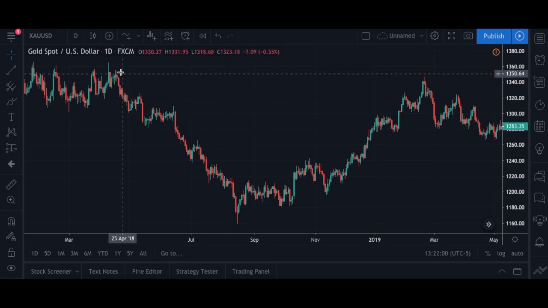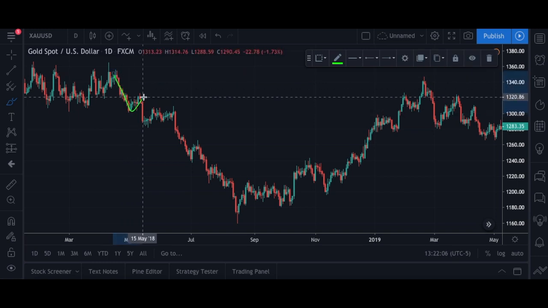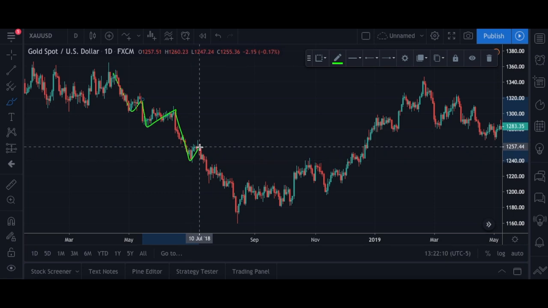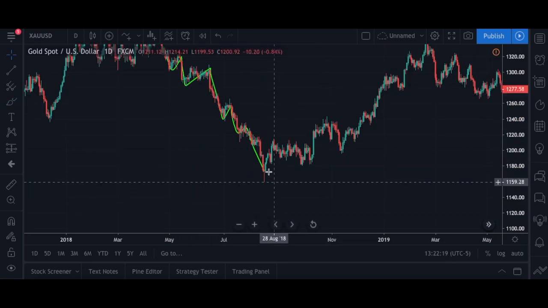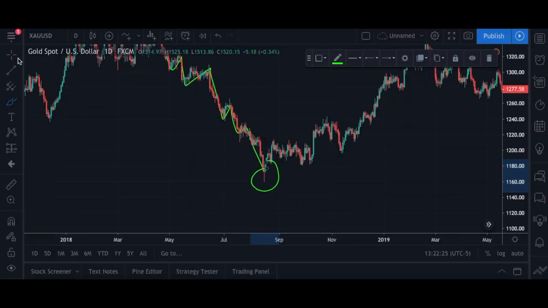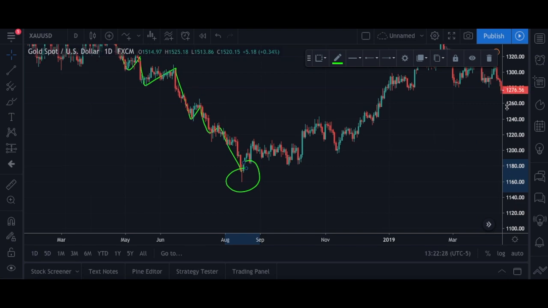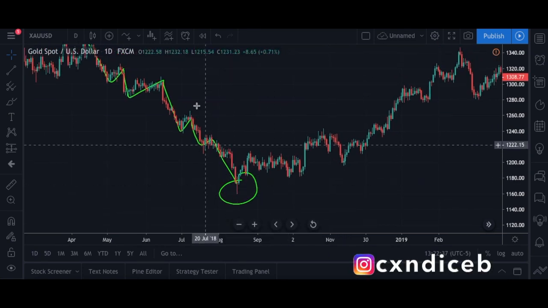So as you can see, price moved down, lower high, lower low, lower high, lower low, all the way until this specific point right here. And I apologize for my drawing. You all know I struggle with this. But yeah, so as you can see, that's what had happened.